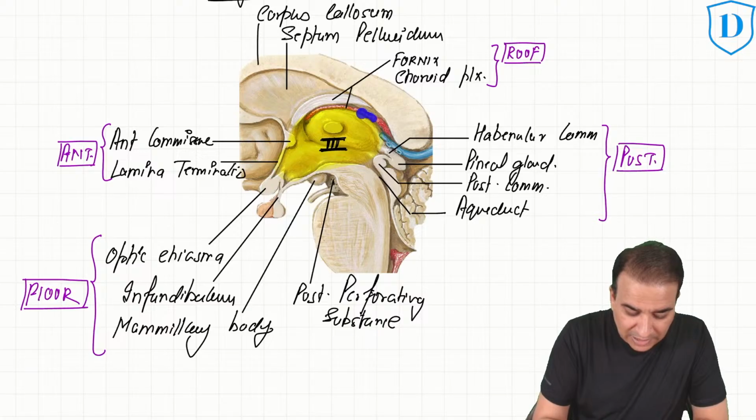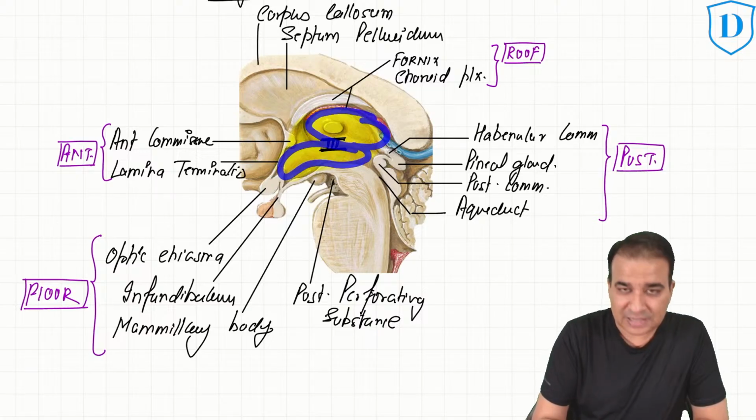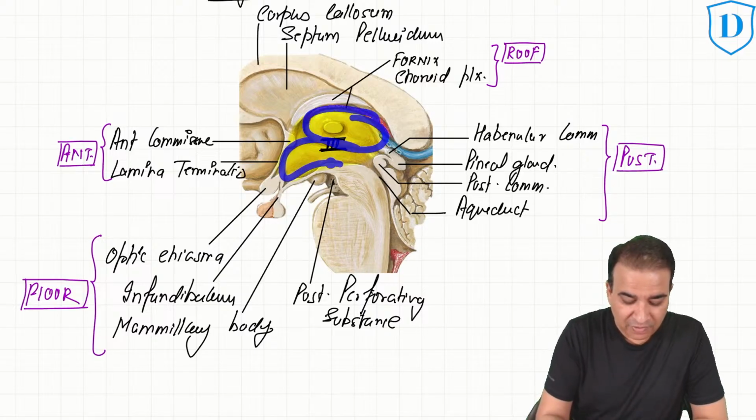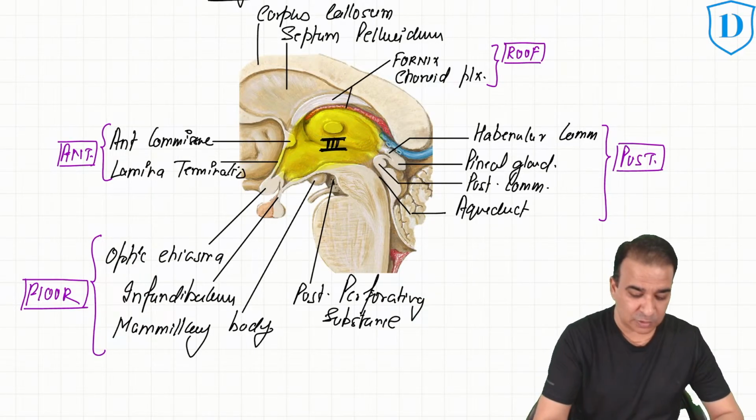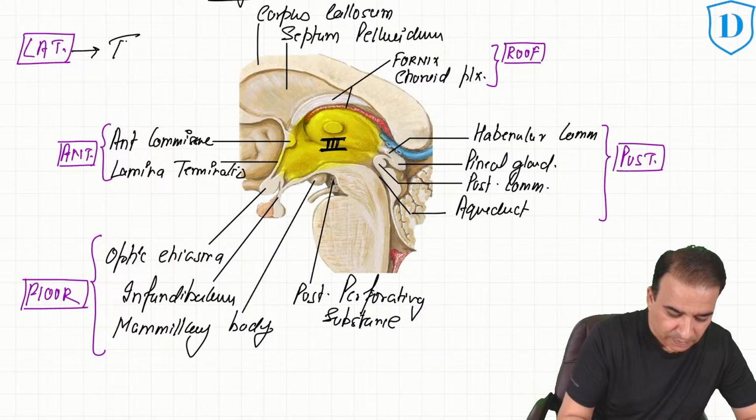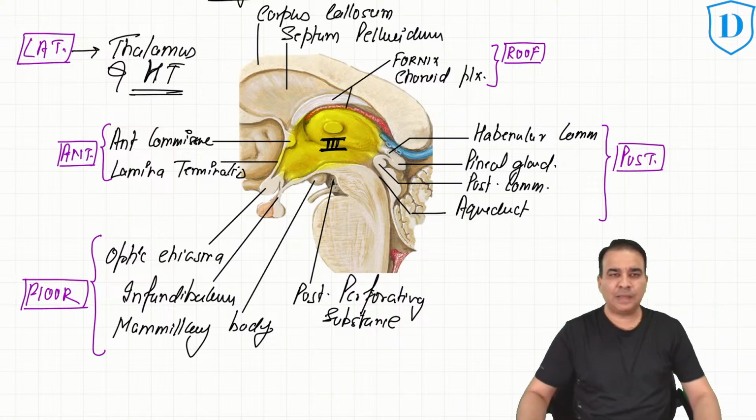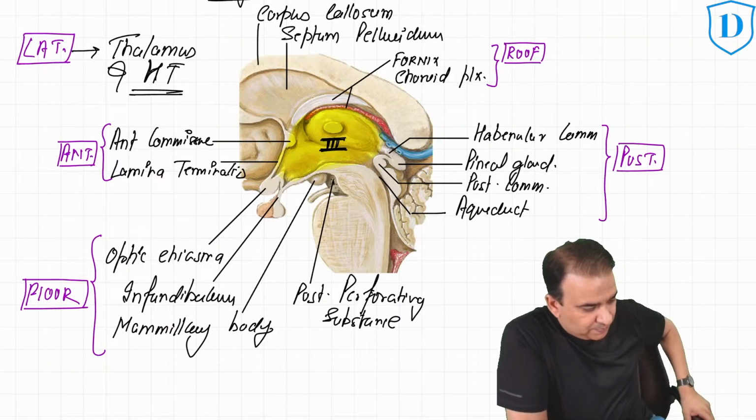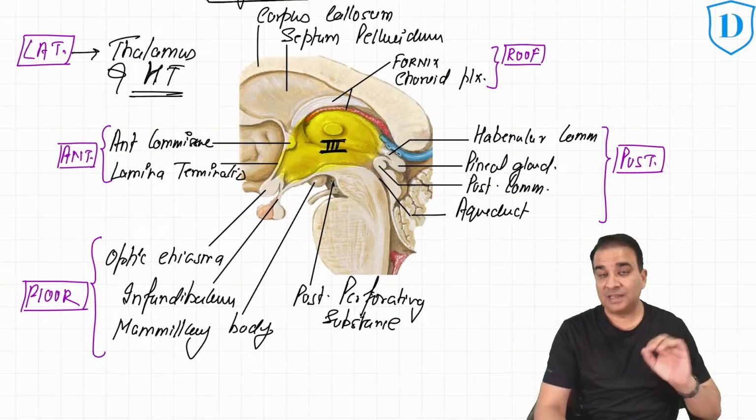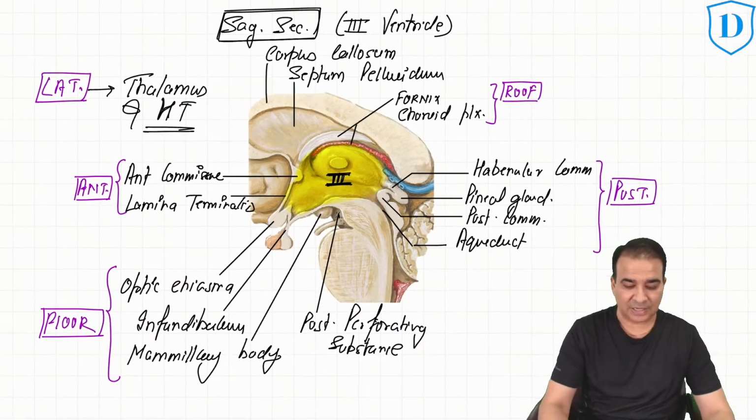Moreover, the lateral wall of the third ventricle is formed by what, guys? Third ventricle की lateral wall में क्या present है? Well, we have thalamus and hypothalamus. Thalamus and hypothalamus are also visible. So just for writing's sake, the lateral wall is formed by thalamus and hypothalamus. So this is what you are going to see in the sagittal section of the brain, right? That's the sagittal section, guys.